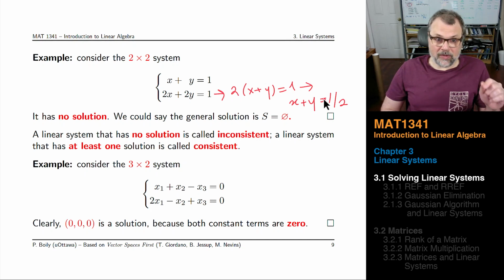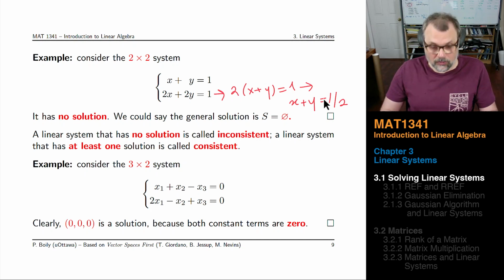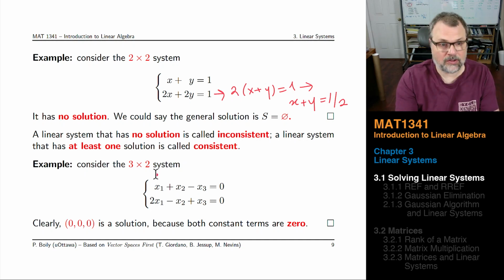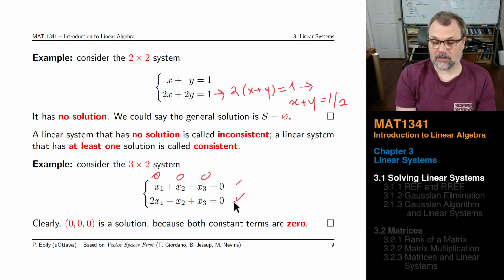x1 plus x2 minus x3 is equal to 0 is the first equation. 2x1 minus x2 plus x3 is equal to 0. And the vector 0, 0, 0. So if I replace x1 by 0, x2 by 0, and x3 by 0, I'm going to get equality in both of these equations. So they satisfy the equations.